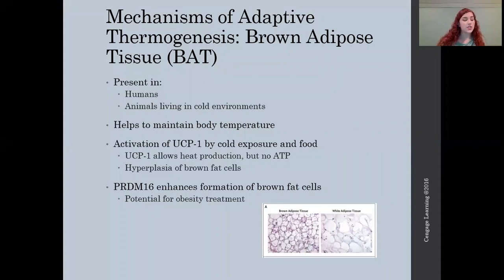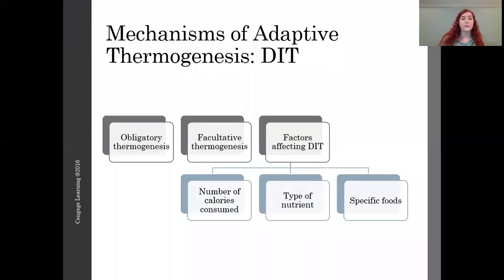Brown adipose tissue is a type of fat tissue. It is present in humans as well as some animals who live in cold environments such as hibernating bears, and its role in the body is to maintain body temperature.